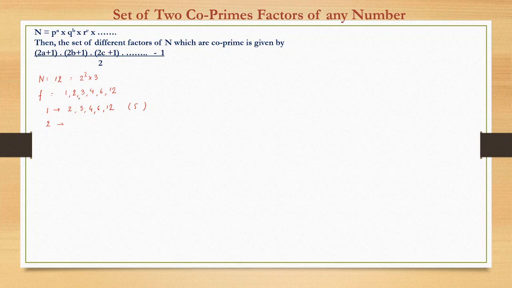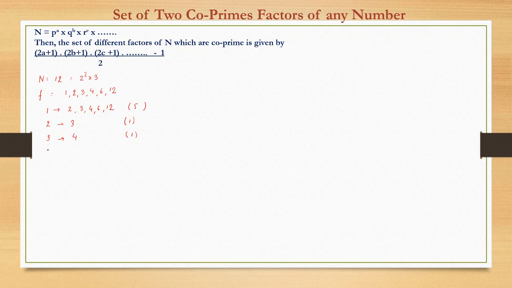Similarly, if we take the other factor 2, how many numbers are relatively prime to 2? So 1 we have already seen, so we look towards the right. 3 will be prime to 2. Then do we have any number else? No. So only one pair, that is 2, 3. Then we will see for 3. 4, 3, 4 as a pair are relatively co-prime. So here also only one. Other numbers, 3, 6 and 3, 12, are not co-prime.